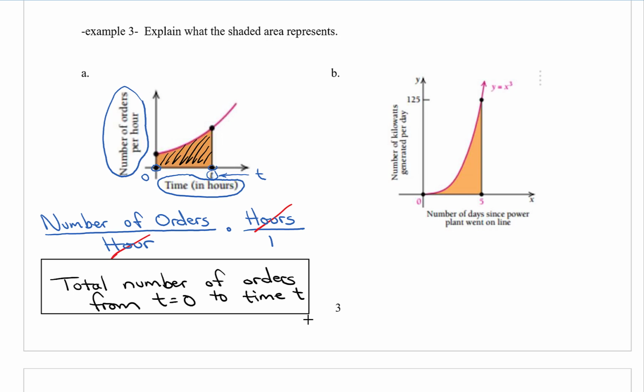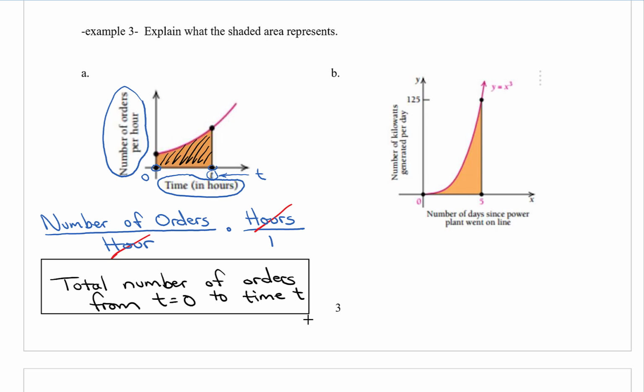Here, for example 3b, we see the graph of an increasing function concave up in quadrant 1. The area bounded by the function and the x-axis between the interval from 0 to 5 is shaded in orange. The units on the y-axis are labeled as number of kilowatts generated per day, and the units on the x-axis are labeled as number of days since power plant went online. The graph for this function also has the equation labeled next to this graph. It is y equals x raised to the third power, and the point (5, 125) is also given because I can see on the y-axis we have that value 125 lining up with that point at x equal to 5.